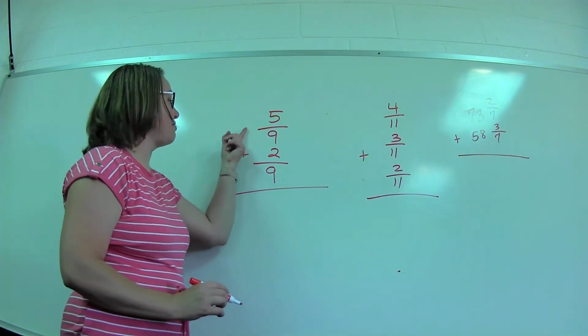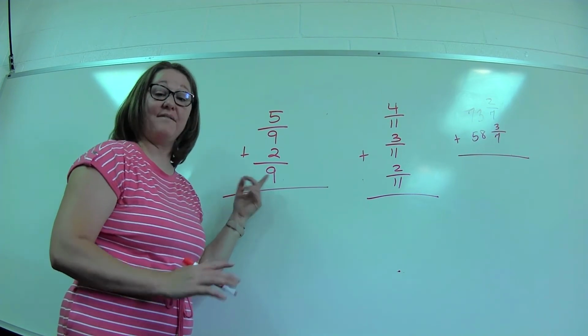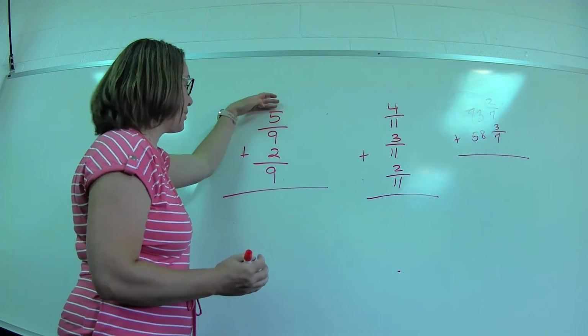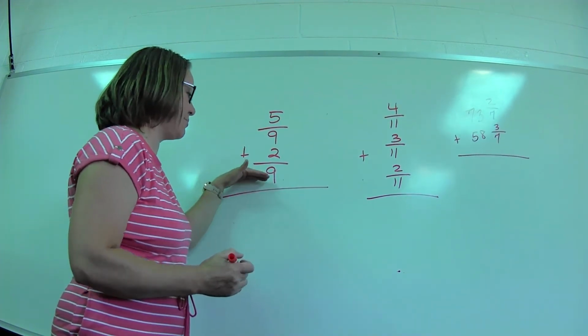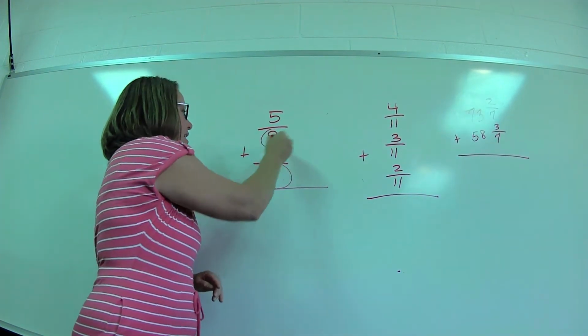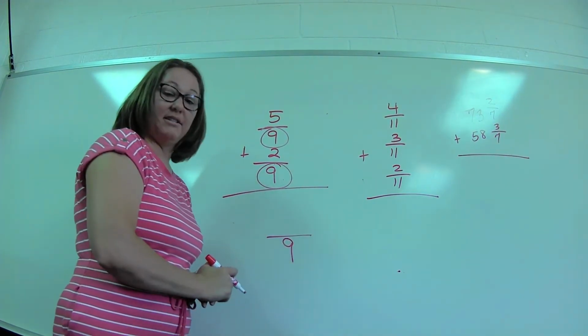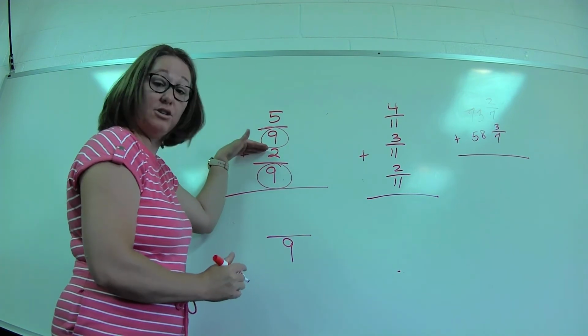All right, we're going to start with 5/9 plus 2/9. I have the same denominator, so I can add these fractions. My denominator is 9. So I can add these. 9 will be my denominator. Now I simply add 5 plus 2. That's right.